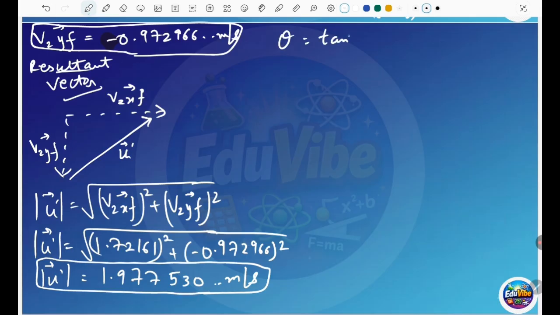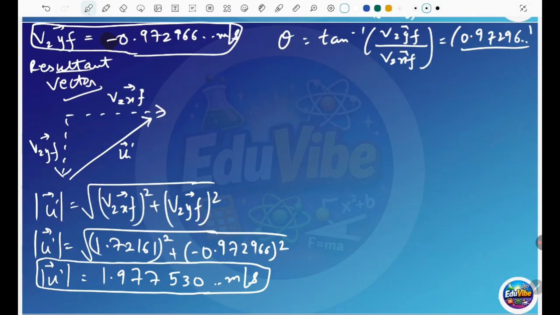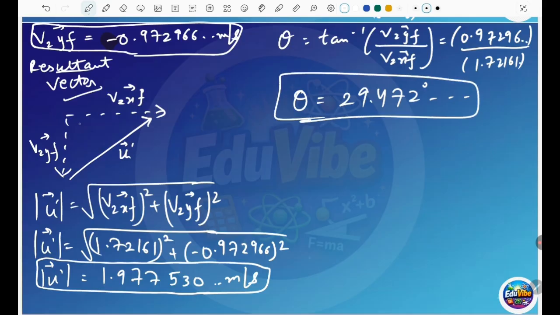And for theta, you take tan inverse of V2y final over V2x final, and you put the values in, which is 0.9729 and 1.721. When you calculate this, make sure you're in degree mode, so you get 29.472 degrees. So what is the direction now? This is your right angle, this is the theta you found. So it's south of east.